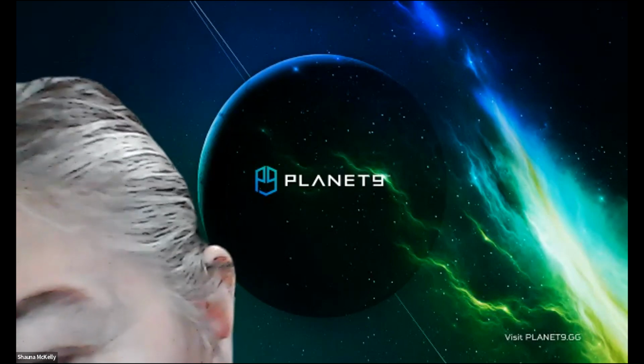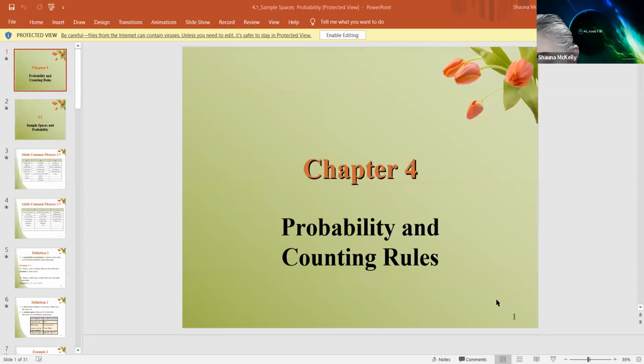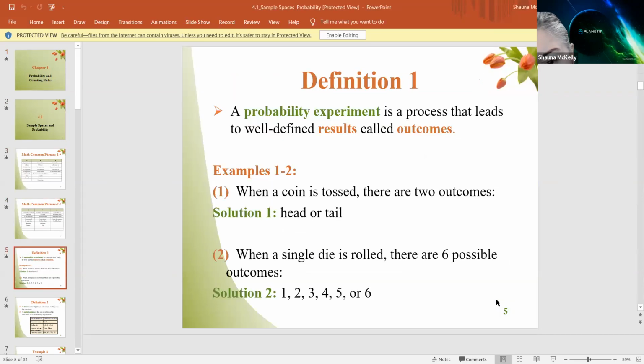So here's my counting rule. This has some definitions. These will come in. A probability experiment, which she's calling an experiment, is a process that leads to well-defined results called outcomes. So when a coin is tossed, that's your experiment. You toss the coin. There are 2 outcomes, heads or tails. When a single die is rolled, rolling the die is the experiment. There are 6 possible outcomes: 1, 2, 3, 4, 5, 6.